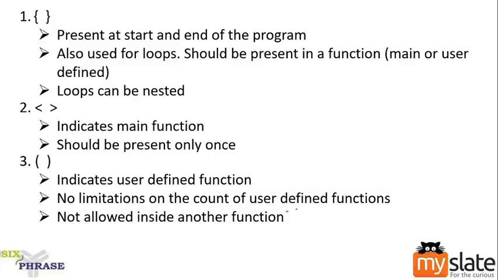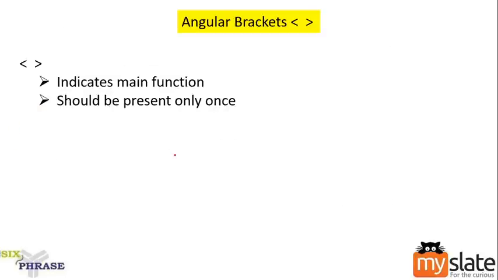start with the easier set of brackets, which is angular brackets, right? So we already had some notes about all three brackets, right? What did we say about angular brackets? We said angular brackets indicate the main function and it should be present only once. We said that, right? So I'll make a note of this. Angular bracket indicates main function. It should be present only once.